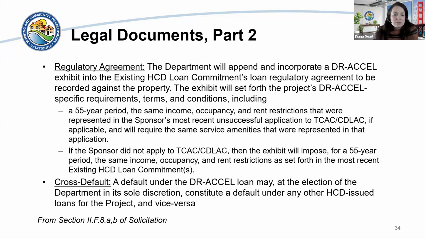If the sponsor did not apply to TCAC or CDLAC for the project, then the exhibit will impose, for a 55-year period, the same income, occupancy, and rent restrictions as set forth in the most recent existing HCD loan commitment. This program will also have cross-default provisions. So a default under any DR loan may, at the election of the department and in its sole discretion, constitute a default under any other HCD issued loans for the project and vice versa.